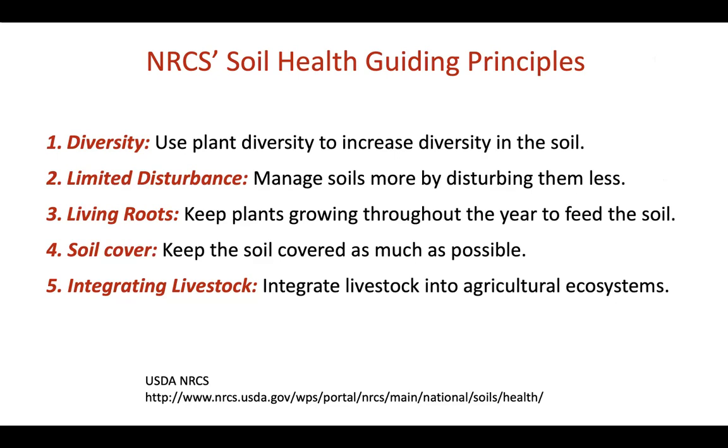The third is living roots, basically keeping plants growing or something growing throughout the year, reducing the presence of bare soils that can be vulnerable to wind and water erosion, and having something alive in the soil to keep feeding that soil, especially the biological system. Likewise, soil cover, keeping that soil covered as much as possible so you're reducing erosional losses. And in some cases, integrating livestock into agricultural ecosystems is another way, when done well, to promote soil health. So these are guiding principles and a pretty broad definition.